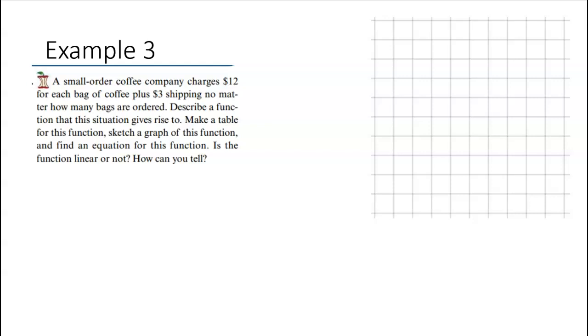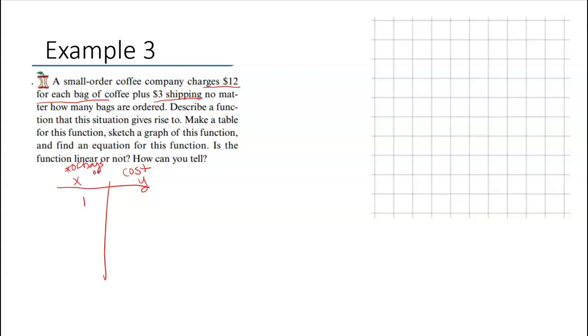All right, so let's first see what we've got here. Charging $12 for each bag no matter what, right? And then a $3 shipping fee. So this does seem linear to me because we're charging the same amount each time. But we can make a table here. So we've got cost. We know that cost is always going to be our Y. And we've got the number of bags of coffee.